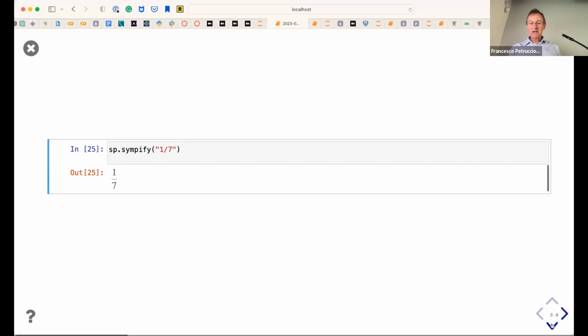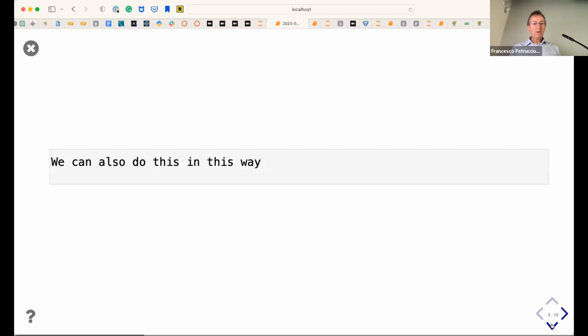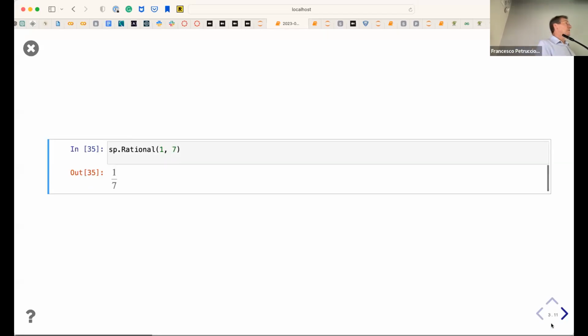You can get exactly the same result in this way: if you use sp.Rational(1, 7), it gives you 1/7. It works, of course, for every number. So you can use SymPy as a calculator in fractions, without going to real numbers. You can stay rational if you want.